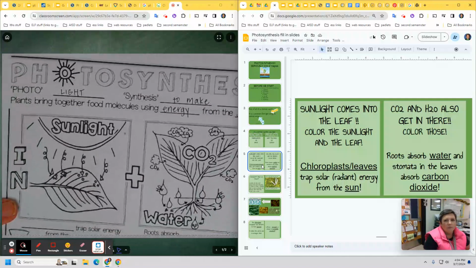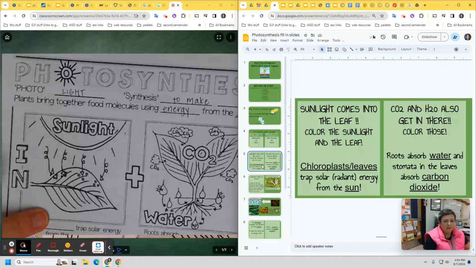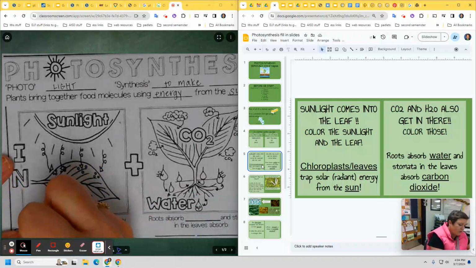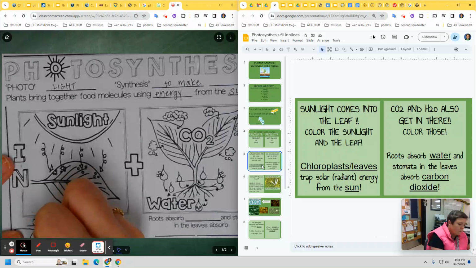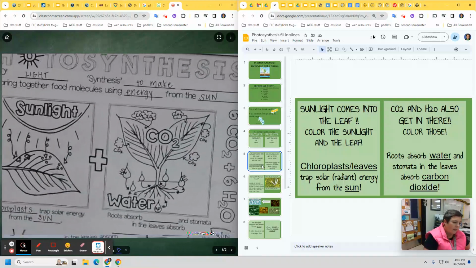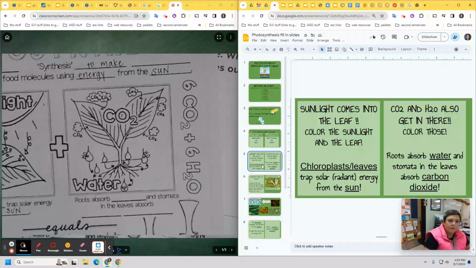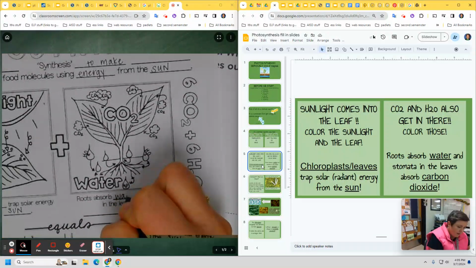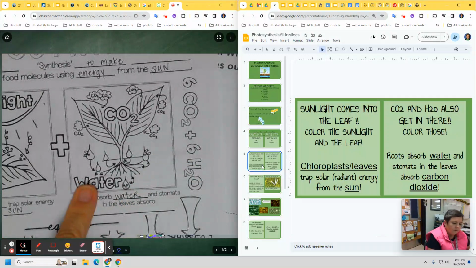Okay, so here we have sunlight coming into the leaf. Okay, the chloroplasts in the leaves trap solar radiant energy from the sun. Why don't we say chloroplasts trap energy? Chloroplasts trap solar energy from the sun. Okay, then roots absorb water. Remember we were just talking about that? So we got water here. You can see it says H2O.